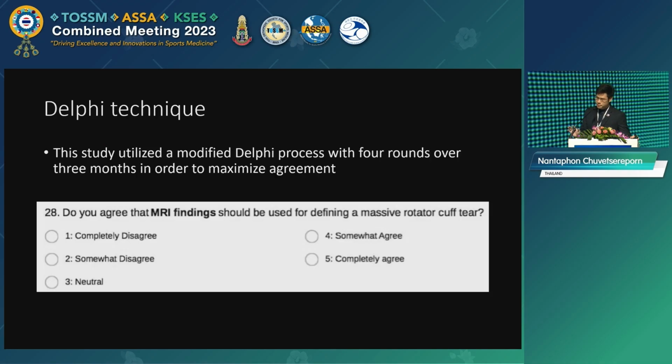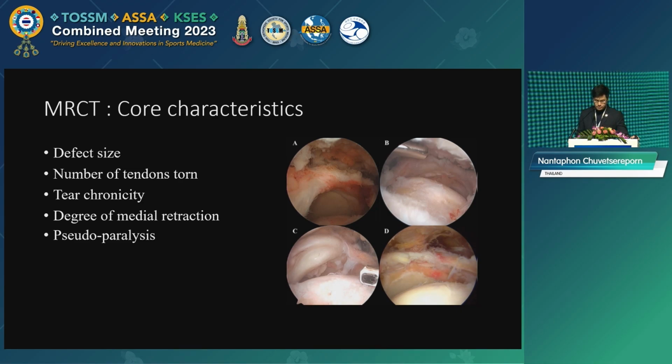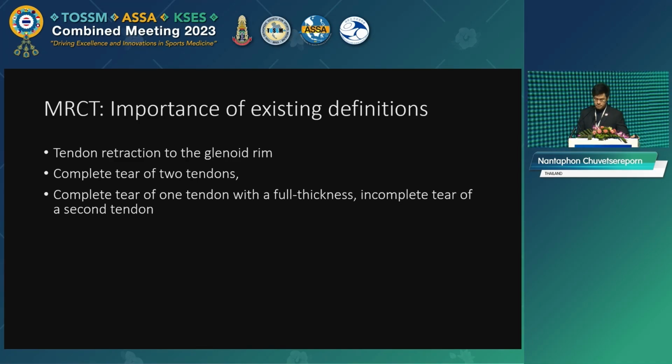This study utilized a modified Delphi process with 4 rounds over 3 months. Here is an example of the survey. They divided the survey into many categories: defect size, number of tendon tears, tear chronicity, degree of medial retraction, and pseudoparalysis. And they also asked about the importance of the previous definitions: tendon retraction to glenoid rim, complete tear of 2 tendons, complete tear of just 1 tendon, and incomplete tear of another one.